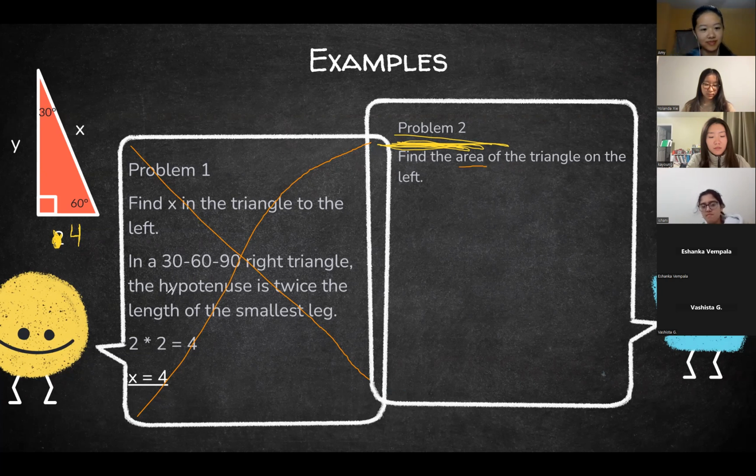I'll give you all a minute. Remember, focus on the problem right now. But remember, we're finding the area of the triangle. So finding the side lengths will help, but ultimately, you're looking for the area.